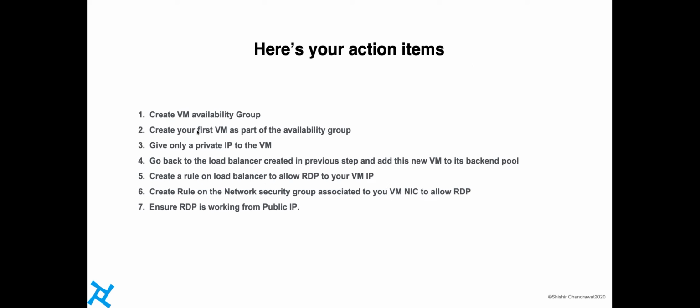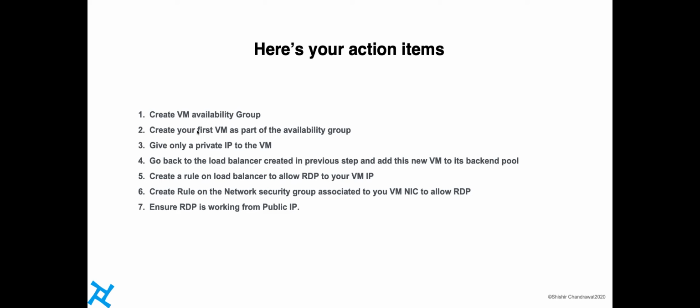So here are your action items. Create a VM availability group. I already did it, you can do that. Create your first VM as a part of that availability group. Give your VM a private IP, but allow RDP on it, or otherwise you can not allow RDP on it, and then you can later go into the network security group and add that allow rule for RDP yourself.